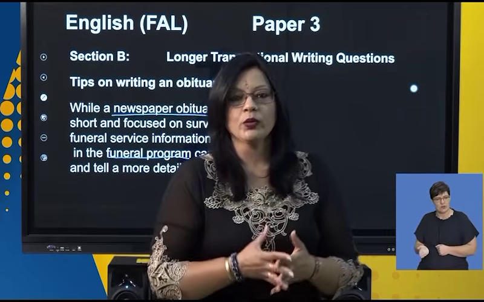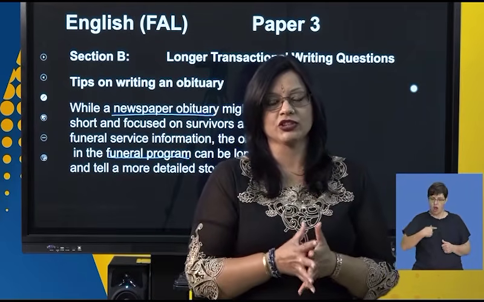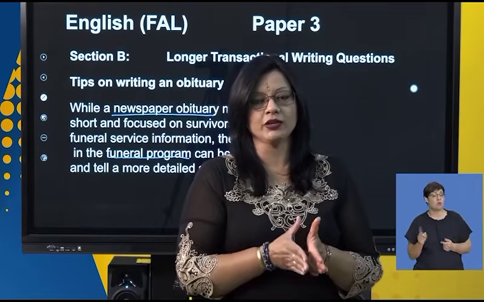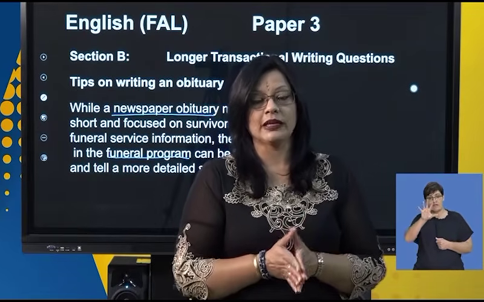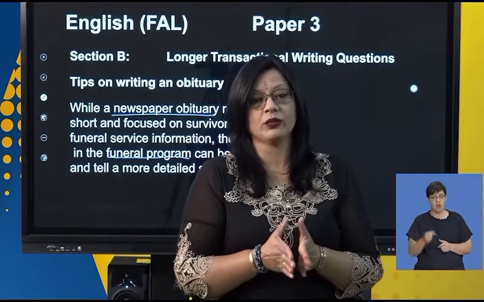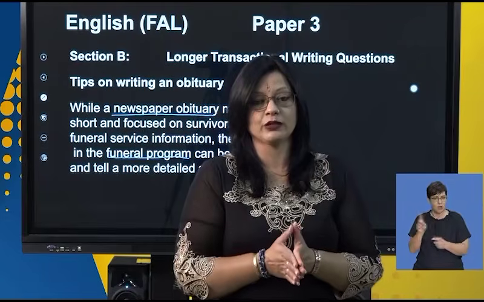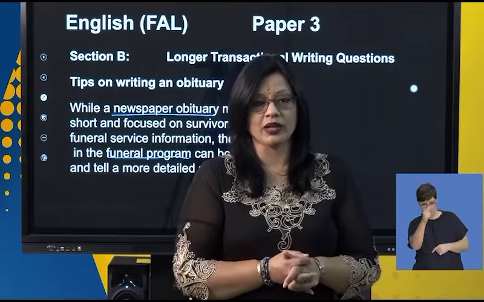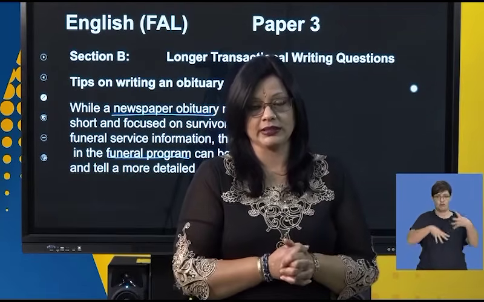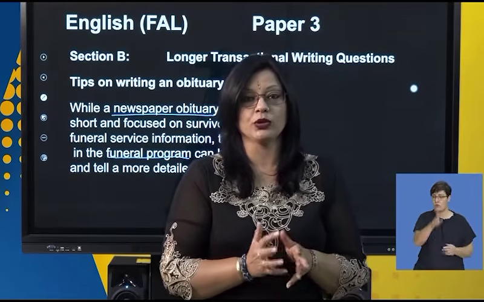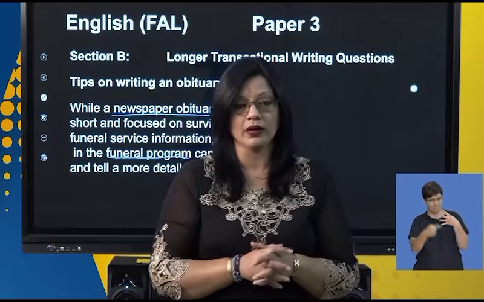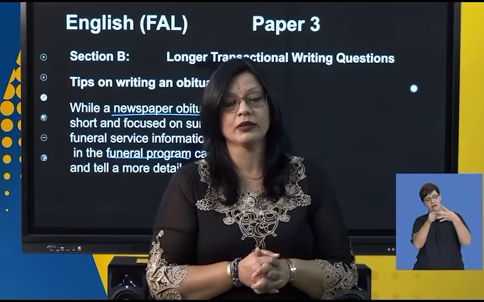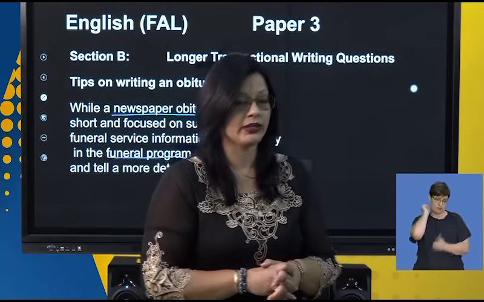Now remember, we are writing a longer transactional text or piece, and we are expected to write 120 to 150 words. So naturally our obituary will have to include certain information to ensure that we are assessed accurately and we meet the requirements of our rubric that we use for the assessment. So we need to make sure we look at the different things. So we're going to go on now and look at the different criteria or the different points that we need to remember when we are writing an obituary.